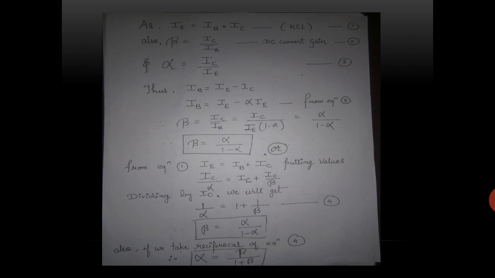Also we can take the reciprocal of this equation number 4 and we will get alpha is equal to beta upon 1 plus beta. So this is the relation. Actually, in your textbook you will not get this complete derivation, so I just wrote it on paper and simplified this for you.